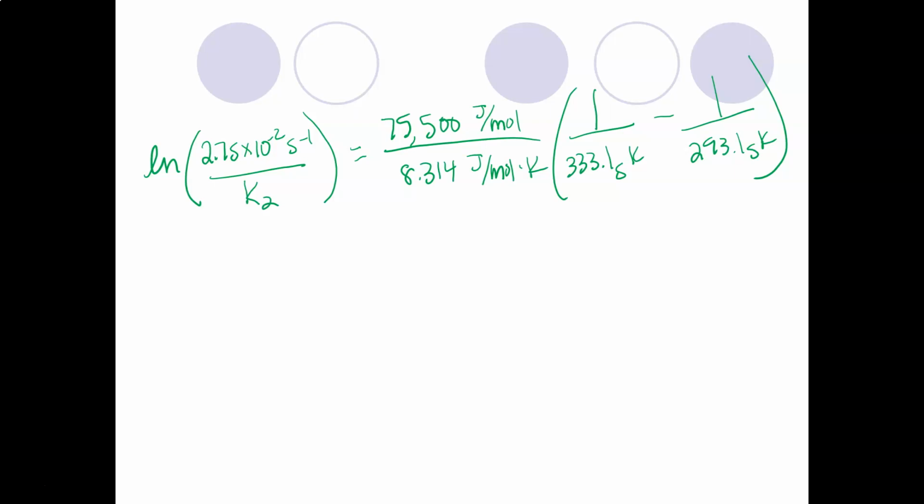Okay, I do have to do parentheses first, right? Because that's how math works. So first I'm going to have to do the 1 divided by 333.15 minus 1 divided by 293.15. Take that number times 75,500 divided by 8.314. Okay, so I'm not going to do that step by step. Instead, I've not touched the left-hand side yet, so I'm just rewriting that.